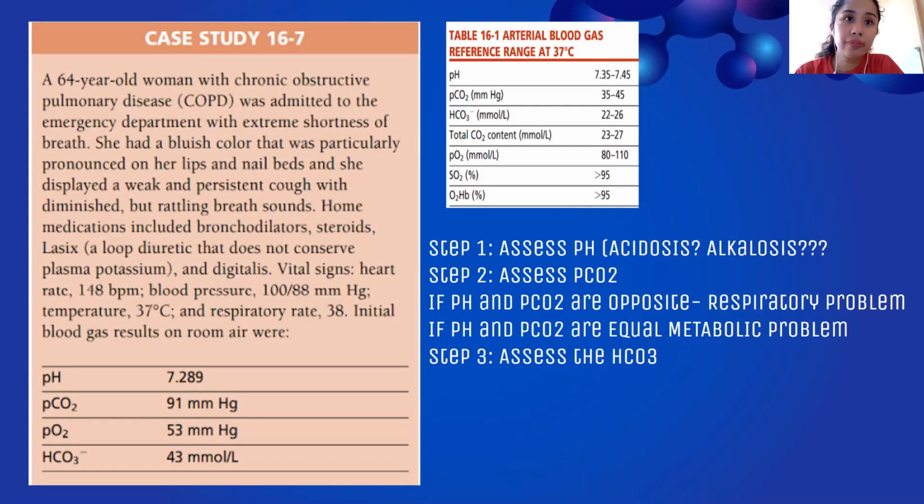So, pH, 7.289. So, that's very low, diba? Next, PCO2, 91. Class, ang taas ng PCO2 niya. Diba, 35 to 45 lang ang normal value. And bicarbonate, 43. Yung 43, 22 to 26. Kasi memorize yung mga normal value natin, ha?